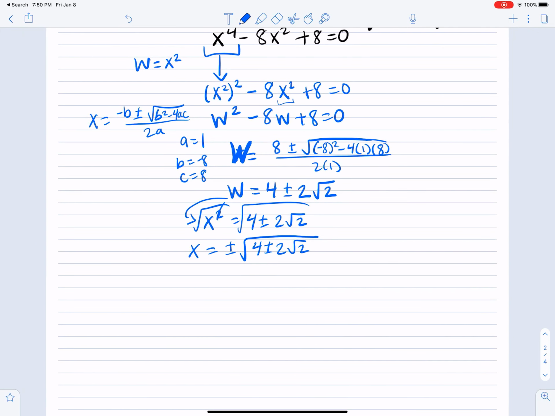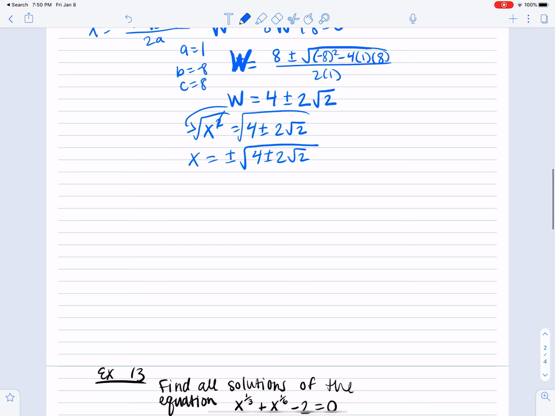So that means there are 4 solutions. So our 4 solutions are going to be x equals positive square root of 4 plus 2 square root of 2. So that's one option. The next option is negative, just change the outside and leave the inside the same. Negative square root of 4 plus 2 square root of 2.